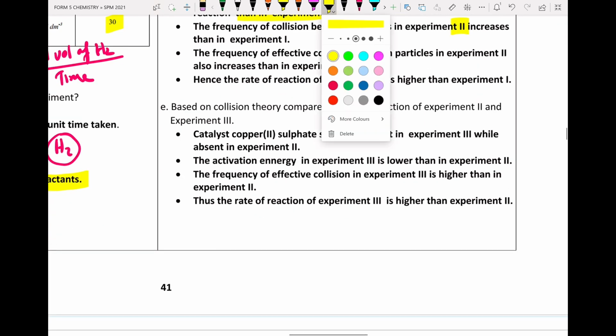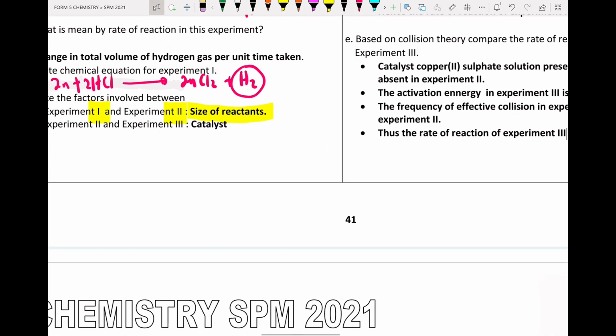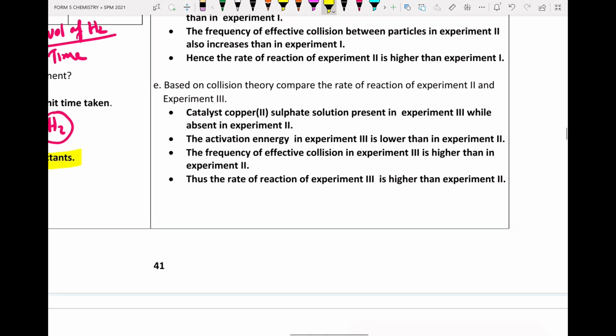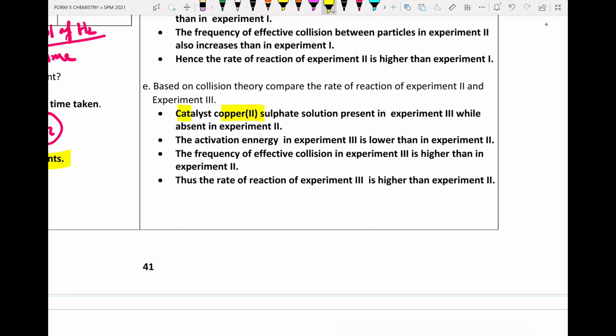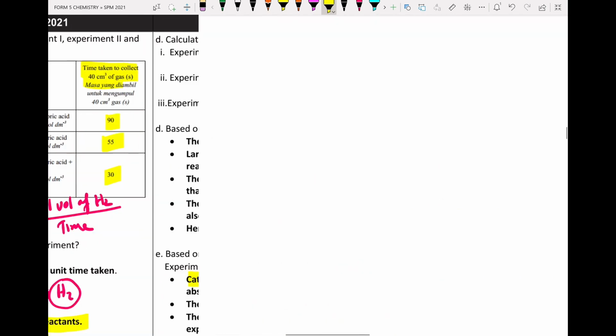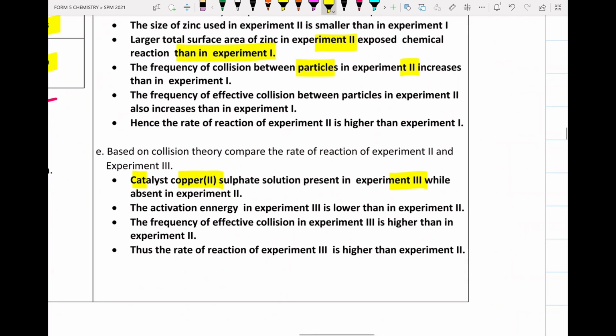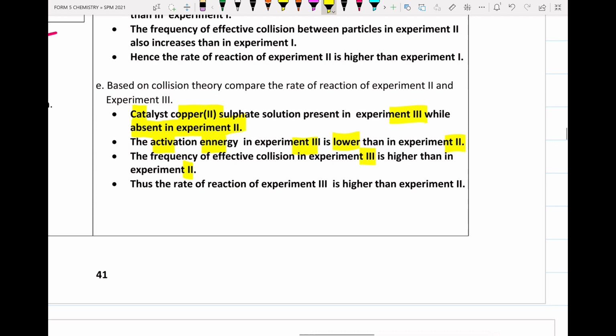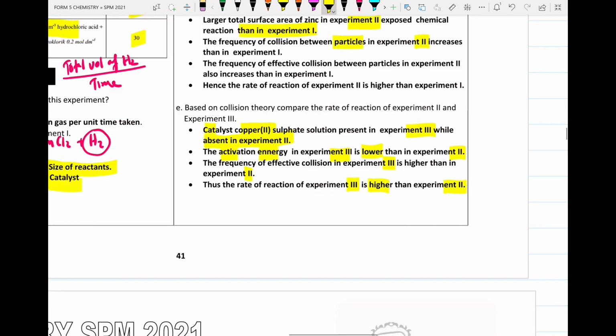So we check for the next one, the presence of catalyst. Between experiment 2 and experiment 3 will be presence of catalyst. Catalyst copper 2 sulfate solution is present in experiment 3. So how to answer this one? First point, catalyst copper 2 sulfate solution present in experiment 3 while absent in experiment 2. The activation energy in experiment 3 is lower than in experiment 2. The frequency of effective collision in experiment 3 is higher than experiment 2. Thus, the rate of reaction of experiment 3 is higher than experiment 2.